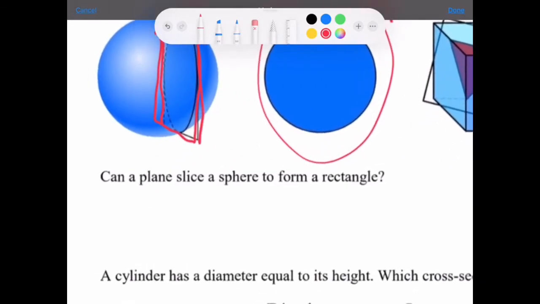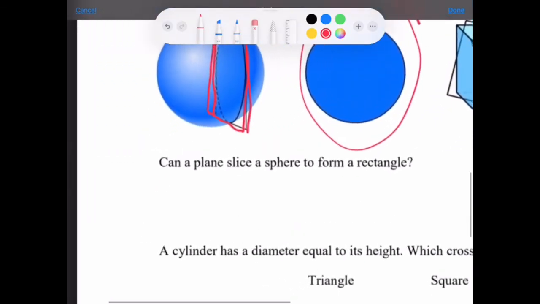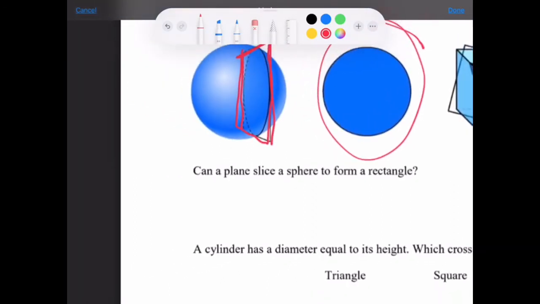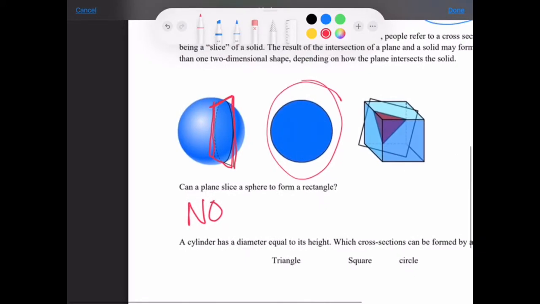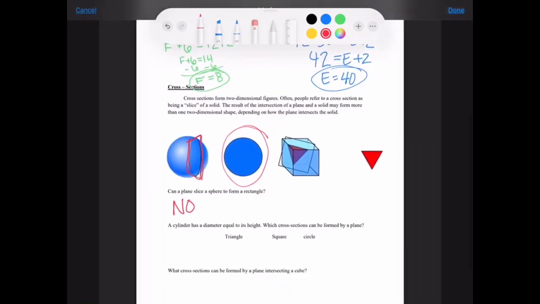So look at this question here. Can a plane slice a sphere to form a rectangle? No. There is no way you could possibly cut a sphere, one slice out of it, edge to edge fully, where you'll get a rectangle. Every time you'll get only round edges, right? You'll never get a rectangle. The edges will always be round. Okay? So the answer to that one is no.